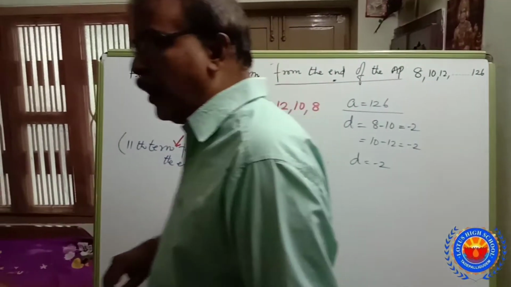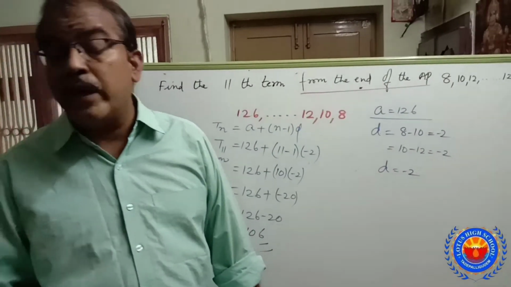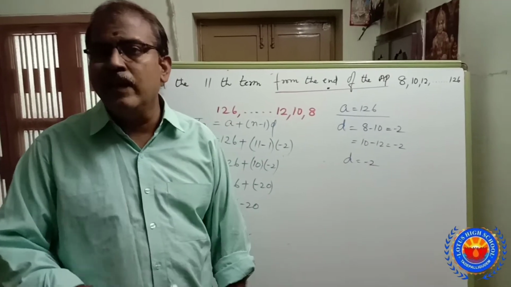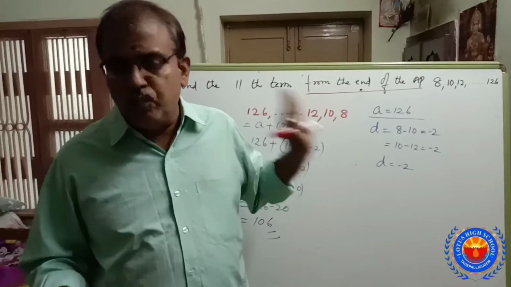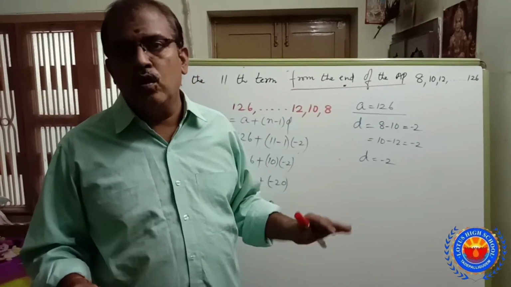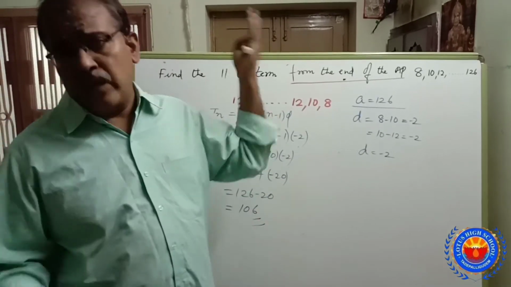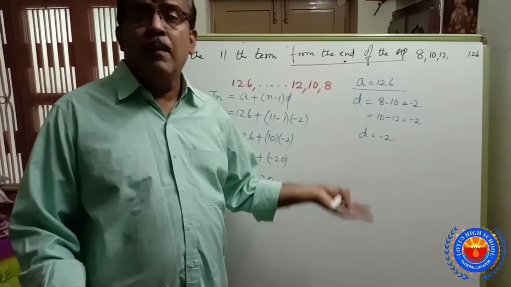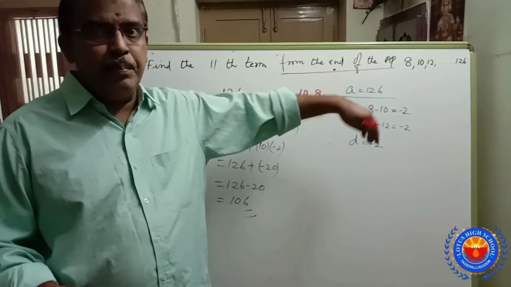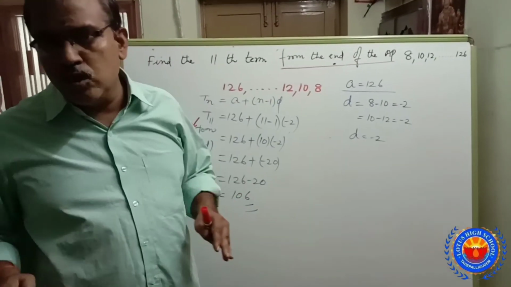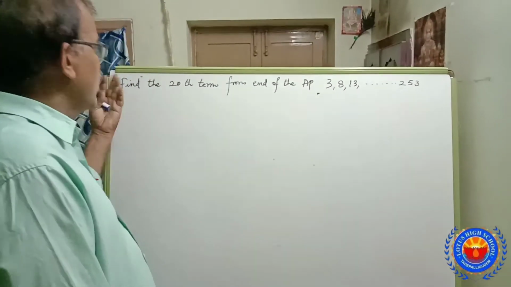A very, very important point: without reversing that AP, we can also do this sum by using another formula that we'll discuss afterwards. But you practice this one also. If from the end is not there, we use this formula. Even if from the end is there, carefully check, reverse the AP and use the formula Tn is equal to A plus (n minus 1) into D.